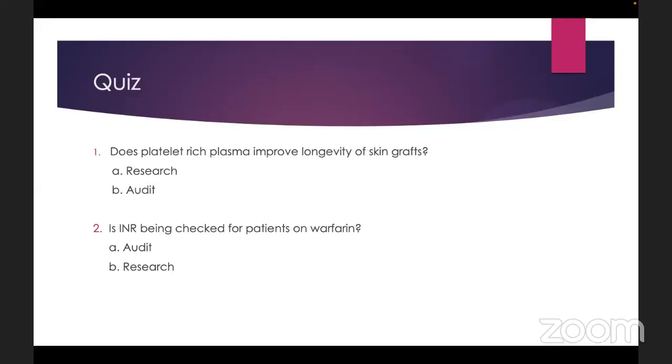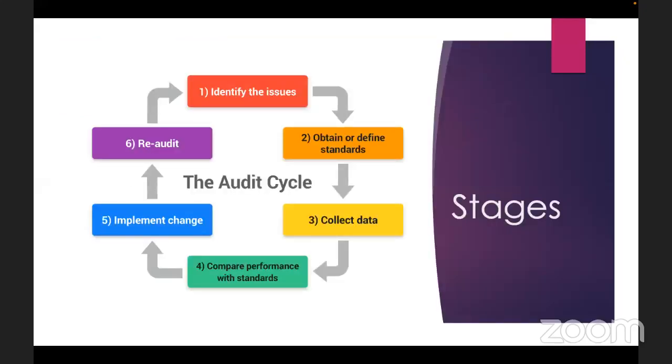Majority says audit. Perfect. All right. So I think you have all grasped the difference between audit and research by now. Okay, let's move on. Right. So first, I'll introduce the stages and we'll go deeper as the slides progress. So in simple terms, an audit has 6 steps.